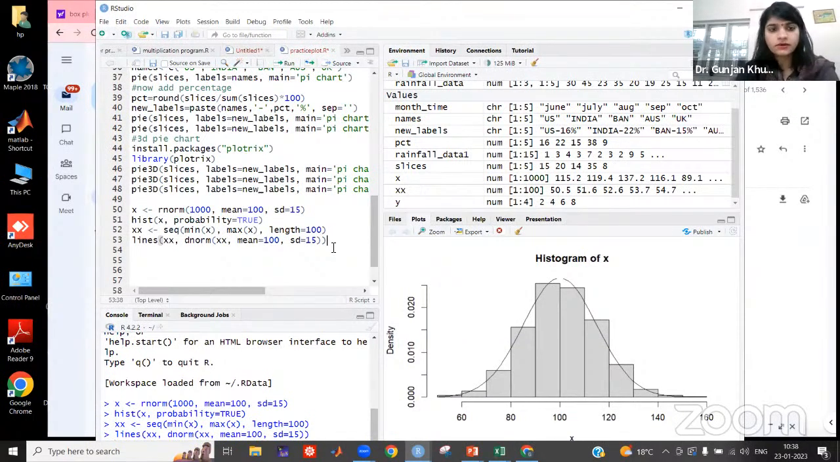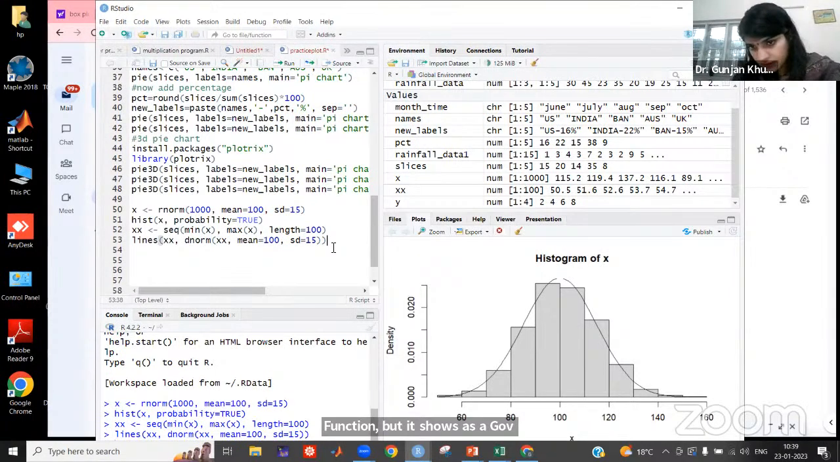Actually you are plotting these 100 random numbers and joining them with line segments using the lines function, but it shows as a curve because if we zoom in, we'll see the connected line segments. It looks like a curve because there are 100 points.